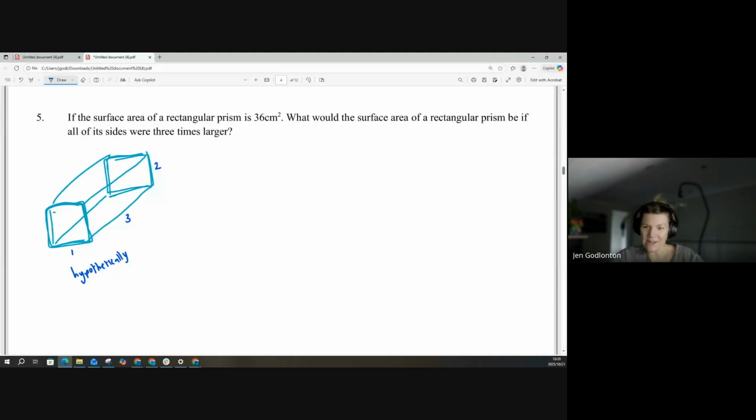So is no one impressed by my beautiful rectangular prism? It's majestic.